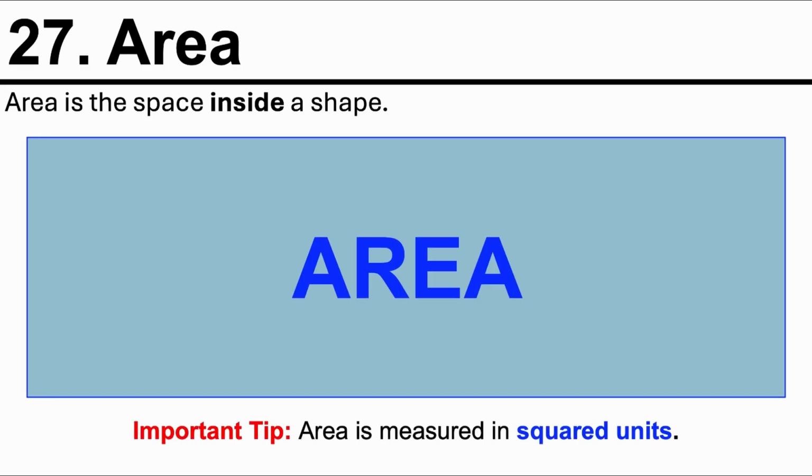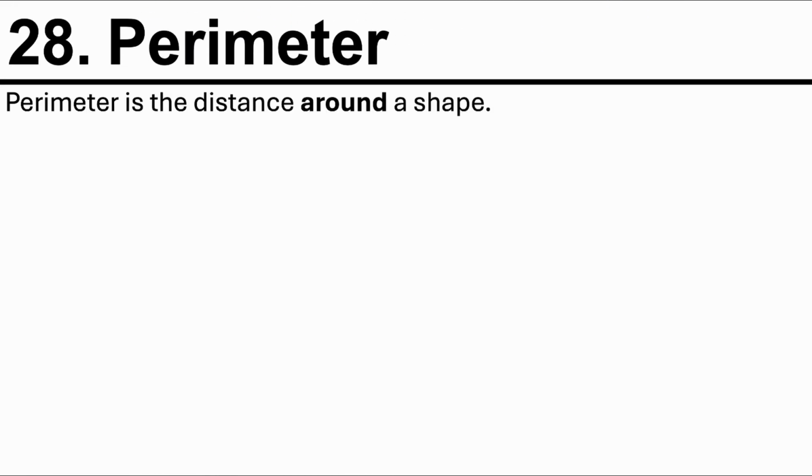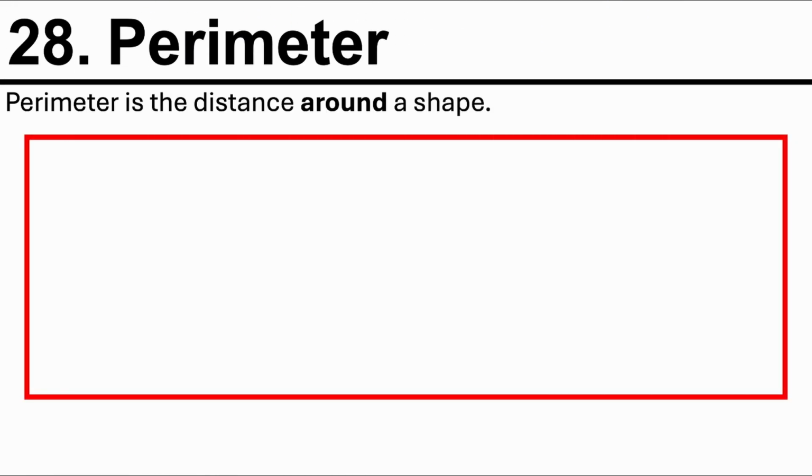Now, an important tip is that the area is measured in squared units. Next, we have perimeter, and perimeter is just the distance around a shape. So here we have a red rectangle, and if I were to calculate the length of that red line going all the way around, that's the perimeter.